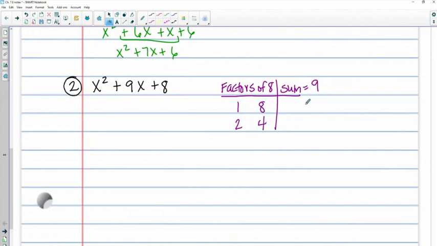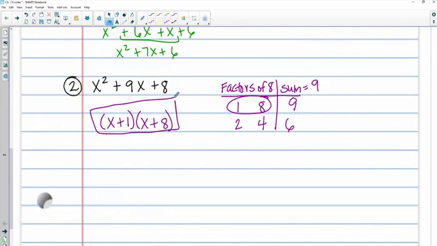So this equals 9. This equals 6. So the best answer is 1 and 8. So our answer is x plus 1 times x plus 8. So this is it. Okay. Any questions there? Are we doing okay? All right, very good. Okay, let's try the next one.